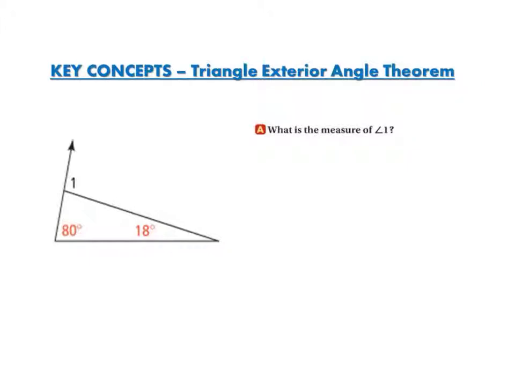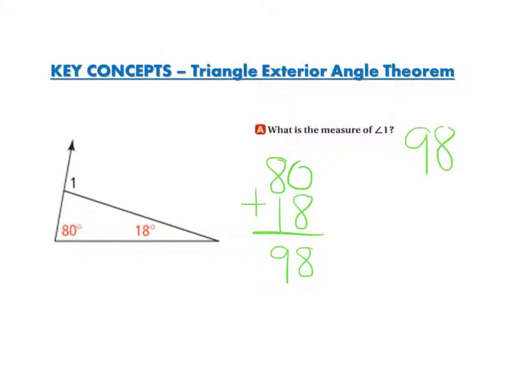This question is asking me to find the angle measurement of 1. To do that, I take this measurement and add it to that measurement. So I'm going to take 80 plus 18 and get 98. So the measurement of angle 1 is 98 degrees. It's that simple.